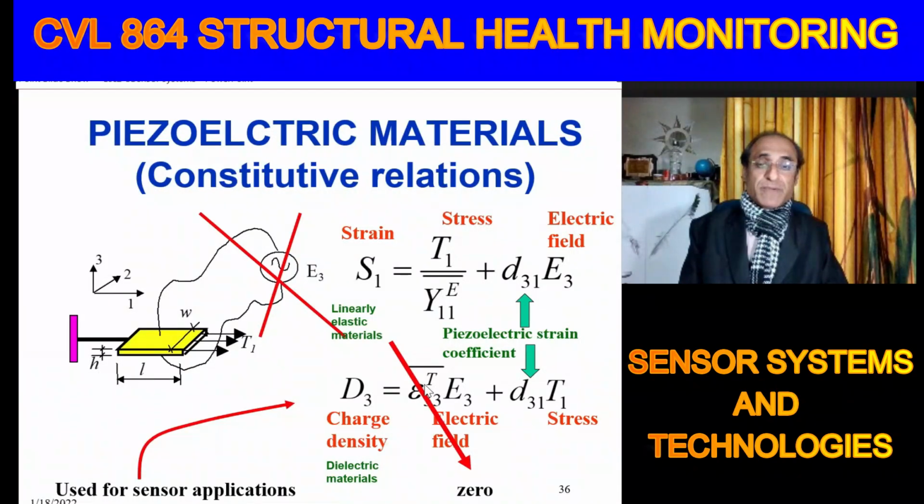And what happens is that if we are just wanting to use it in the sensing effect, that means we are not applying any external electric field. So in that case, what will happen? Equation number 2 will simplify. We'll not have the first term at all, and simply we'll have this charge density proportional to the applied stress. So it can be used for measuring the external stress. Or if we make use of the Young's modulus, then we'll be able to measure the external strain.